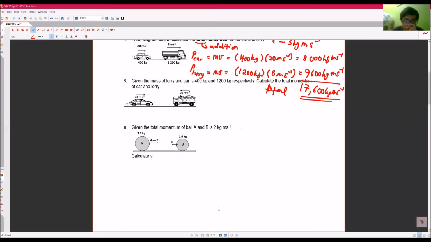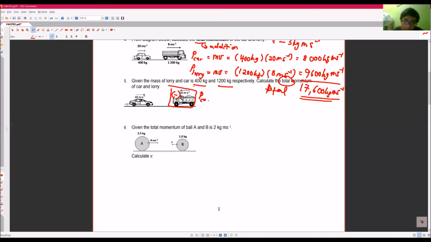Number 5, given that the mass of the lorry and car is 400 kilogram and 1,200 kilogram respectively, calculate the total momentum of the car and lorry. But this time, the car and lorry are moving in opposite directions of each other. So that means we can define this lorry here to be in the negative direction because it is moving to the left.